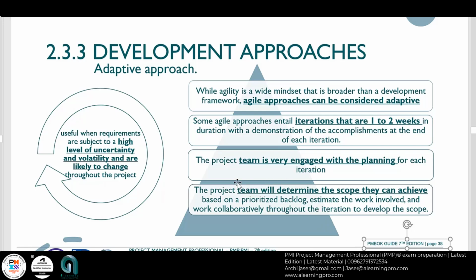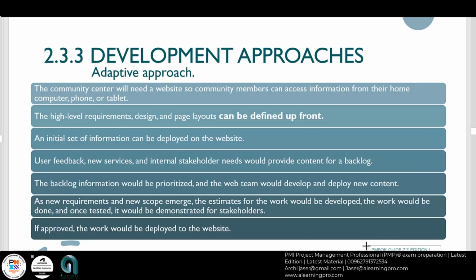Okay, this is what's mentioned here. The project team will determine the scope they can achieve for each sprint or for each iteration, prioritized from the backlog by the product owner, after he meets the stakeholders, the clients, the customers and the end users, based on prioritized estimated work involved, and work collaboratively throughout the iteration to develop that. It's an example for the story, so you can read this if you want to understand how it goes. Then you can refer to this one.